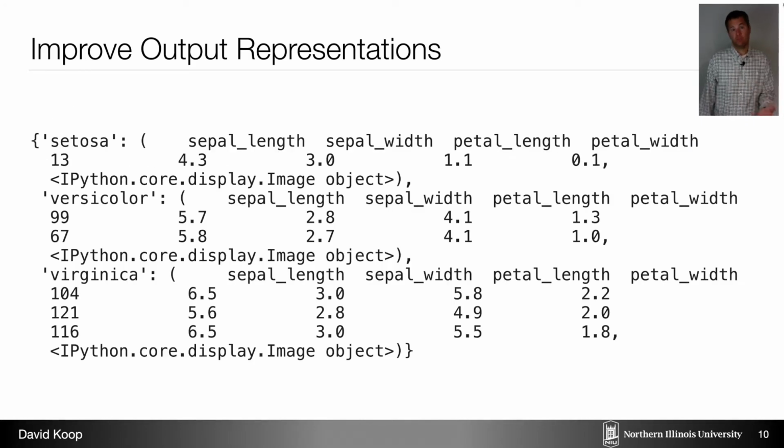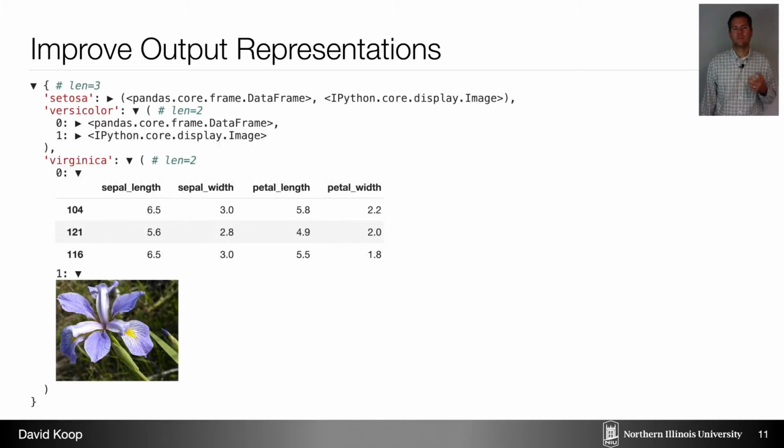So improving output representations, what if instead of this textual output, we can move to something richer, more interactive, where we can look at the data frames as we expect them to look like. Look at the images as actual images, right? And choose what's shown and not shown, so we're not scrolling on and on and on.